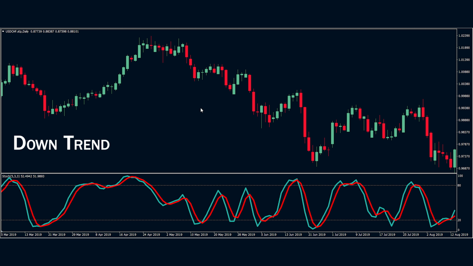Likewise, when the market is on a downtrend, we draw a trend line like this. Whenever the price approaches this trend line and stochastic is in the overbought zone, we wait for stochastic to break out in the overbought region. If a bearish pin bar appears along with this, it's a perfect signal to sell. The same pattern repeats multiple times.